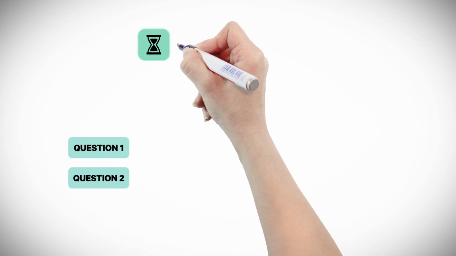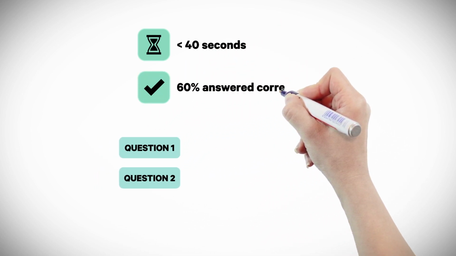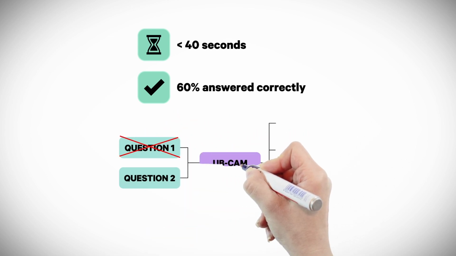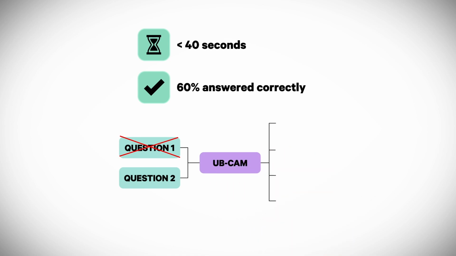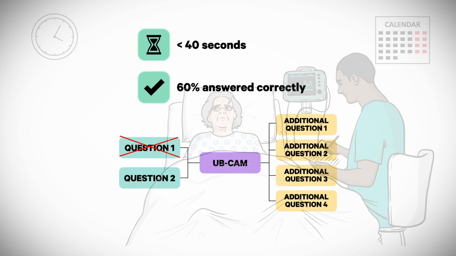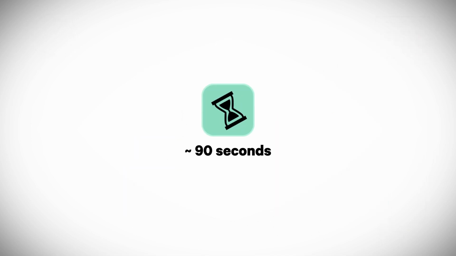These 2 questions take less than 40 seconds to ask, and roughly 60% of your patients will get these first 2 questions correct. If the patient answered at least 1 question incorrectly, the UBCam will determine which additional questions should be asked to assess for delirium. This may change from patient to patient, as the UBCam is smart and will ask the least number of questions necessary. On average, it takes about 1 minute and 30 seconds to complete the assessment when additional questions are needed.